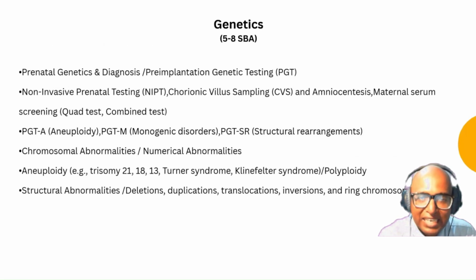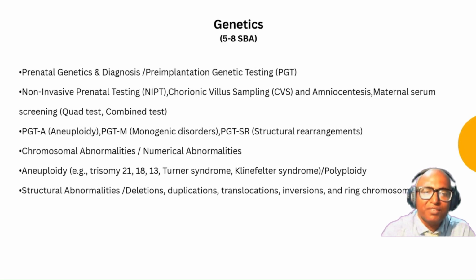Then prenatal genetics and diagnosis, pre-implantation diagnosis, various non-invasive prenatal testing, NIPT, then invasive tests like chorionic villus sampling, amniocentesis, and various tests like maternal serum screening, quadruple test, combined test, etc. Pre-implantation genetic testing for aneuploidy, monogenic disorder, structural rearrangements, these are also tested. Chromosomal abnormalities, numerical abnormalities, various aneuploidies like trisomy 21, 18, 13, these are very frequently tested.